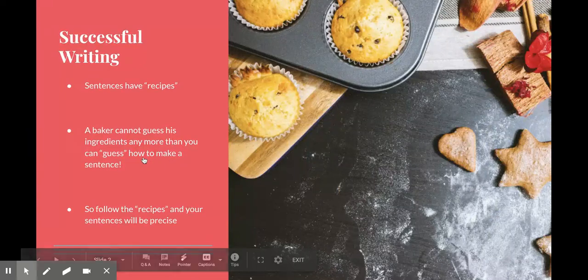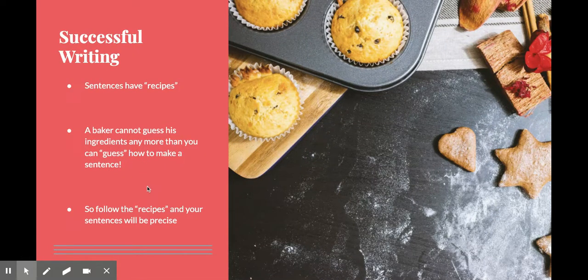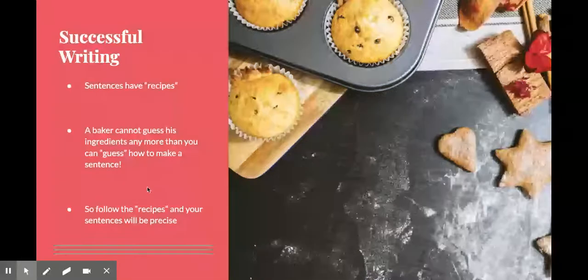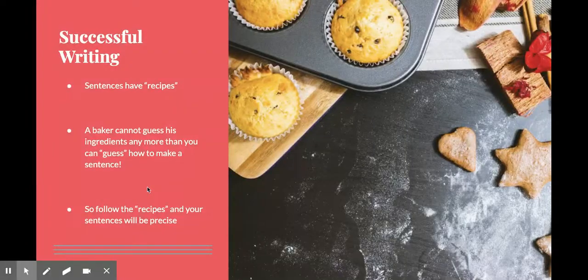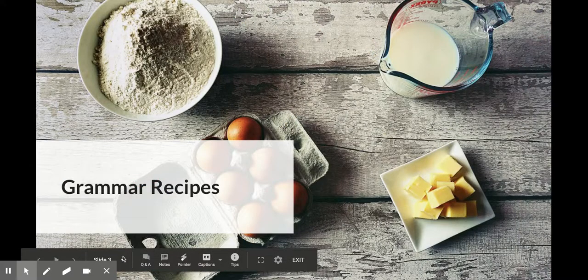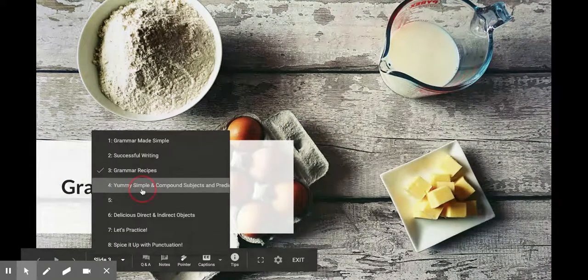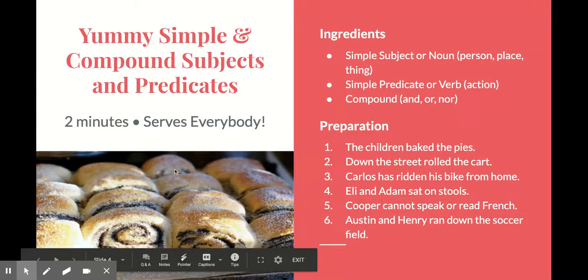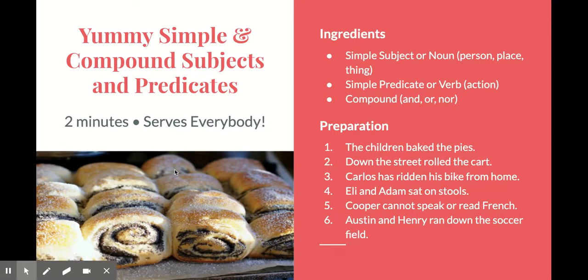Successful writing involves sentences that are precise. Sentences have recipes. Just like a baker cannot guess his ingredients, we cannot guess how to make a sentence. So we're going to look at some simple grammar recipes such as yummy, simple, and compound subjects and predicates.